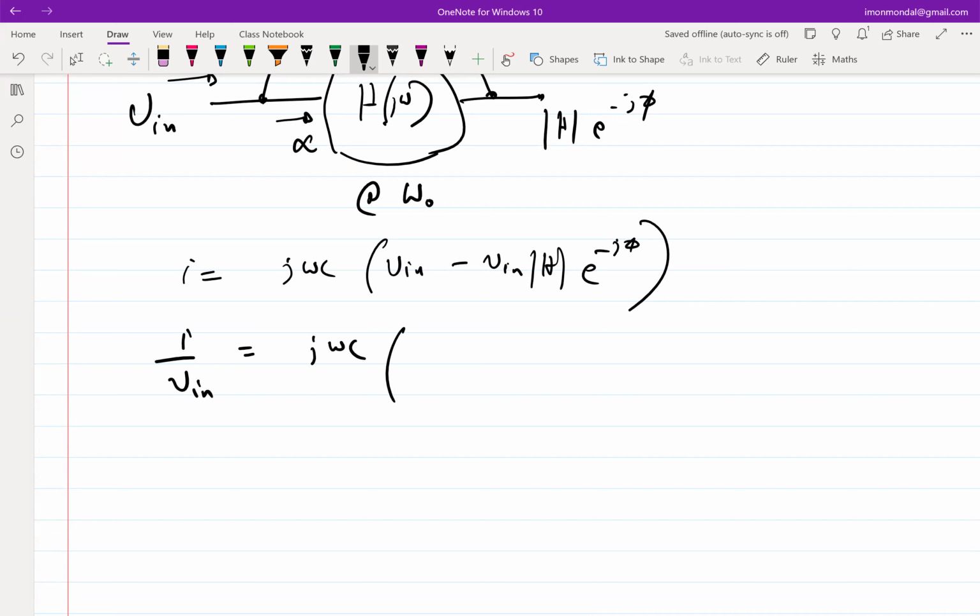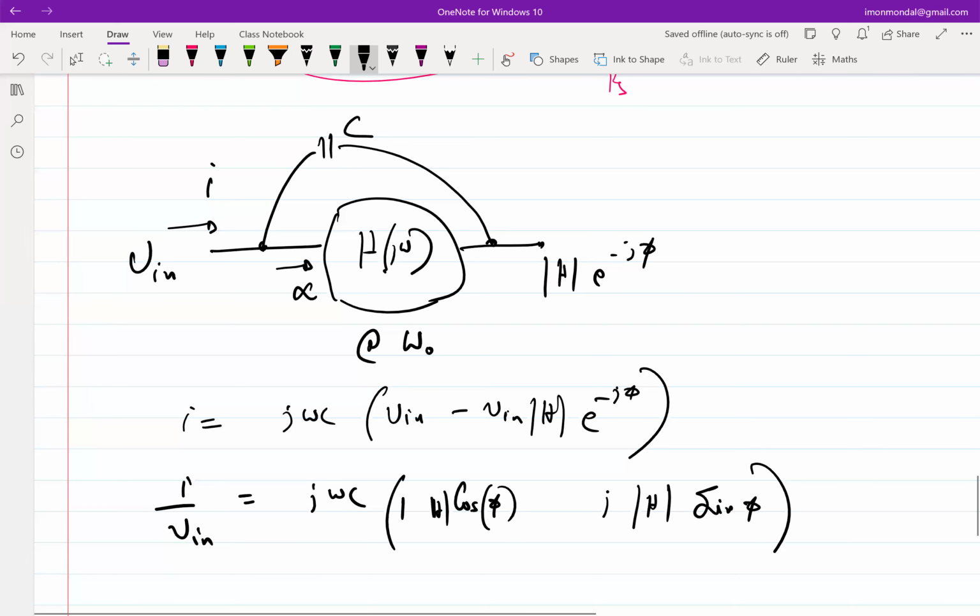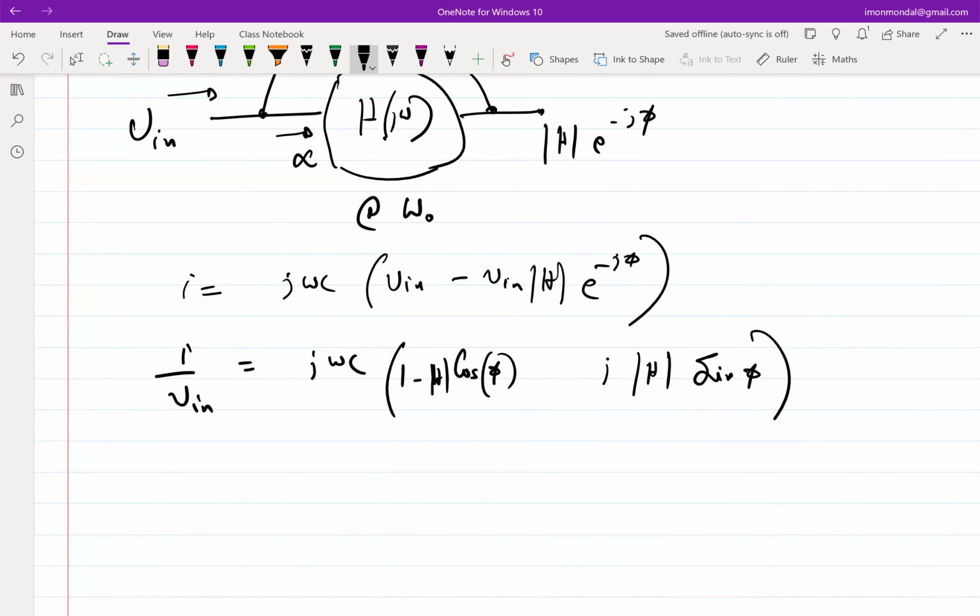If I split e to the power minus j phi into cos phi and sin phi, I get 1 minus mod of H cos phi, plus j mod of H sin phi. I missed that here. Sorry, 1 minus here. Yes, correct.